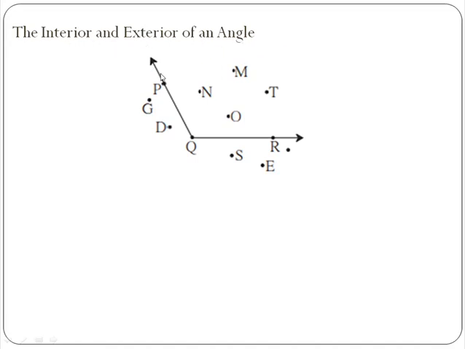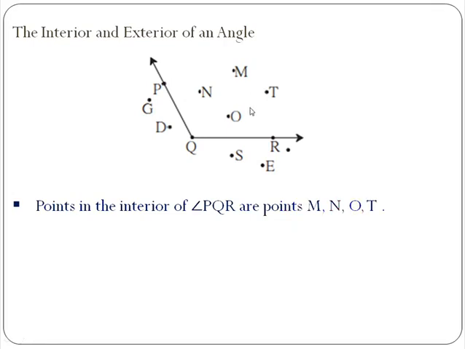Now here you can see this is angle PQR. Some points are given on this side whereas some are given on the other side of the angle. The points which are given in the interior, or between the two arms, form the interior of the angle. Therefore, points in the interior of angle PQR are point M, point N, point O and point T. So we will write here points in the interior of angle PQR are points M, N, O, T.